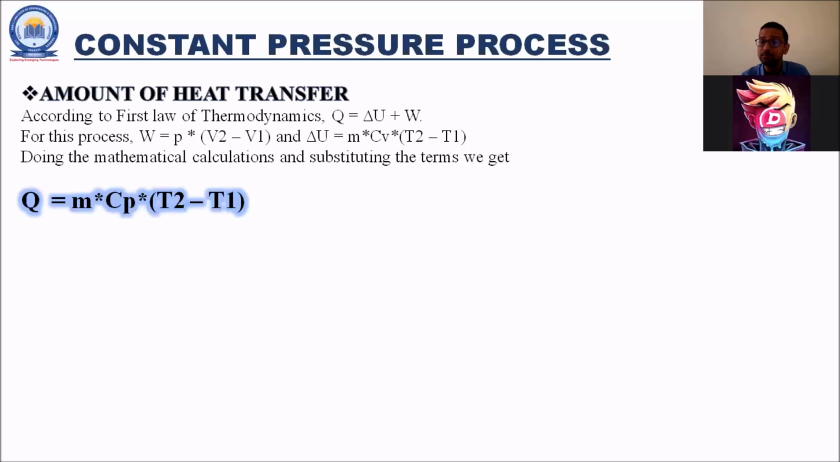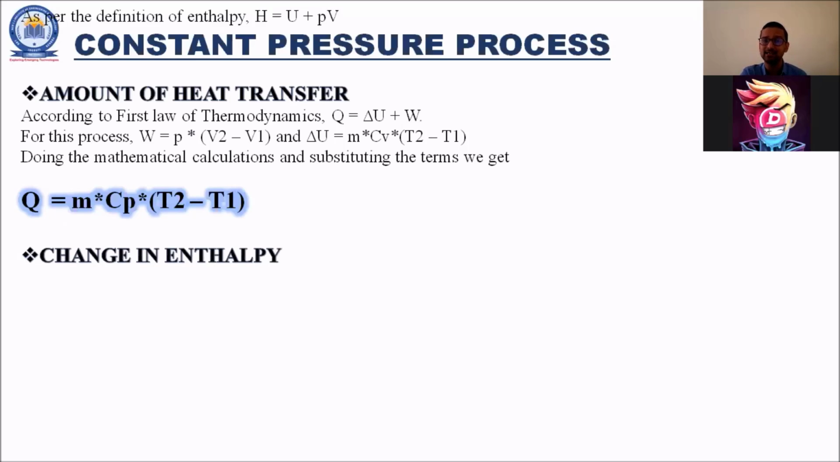Or in simple terms, if you want to remember, since we are discussing the constant pressure process, the amount of heat transfer Q is equal to m c delta T. But for the constant pressure process, we are considering the specific heat at constant pressure, so we write it as Cp. Very simple to understand. Moving further with the last point, that is the change in enthalpy.